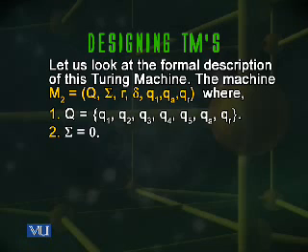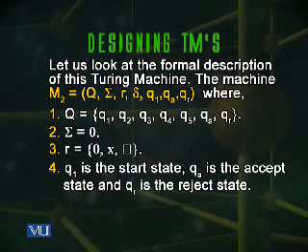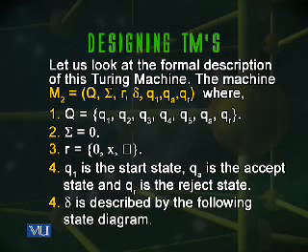The input alphabet sigma consists of a single symbol 0. The work alphabet will consist of 3 symbols: 0, X, and blank. Q1 is going to be the start state of this Turing machine. QA is going to be the accept state. QR is going to be the reject state. The delta is described by the following state diagram.